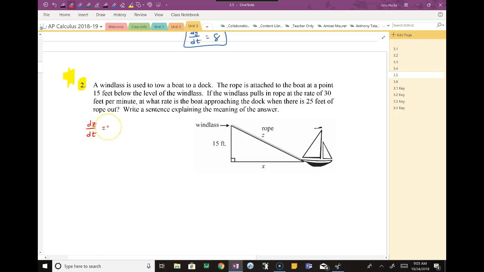Now, is it a positive value or a negative value? Is the rope getting bigger or shorter? Shorter. So what kind of value represents shorter? Negative. Good.